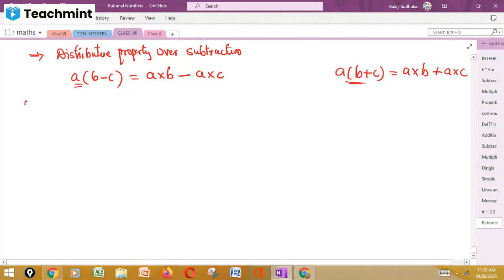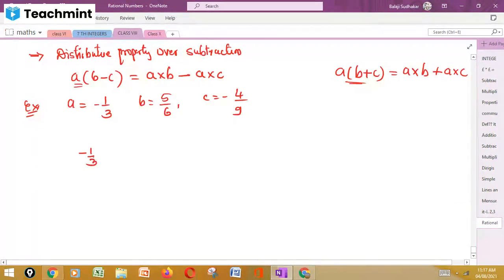Okay, now only minus is there. So now let us start with the example, whether it will be satisfied or not. Let us check. If I take A as minus 1 by 3, B as 5 by 6, C as minus 4 by 9. I want to prove the distributive property here in this way. Just put the values.